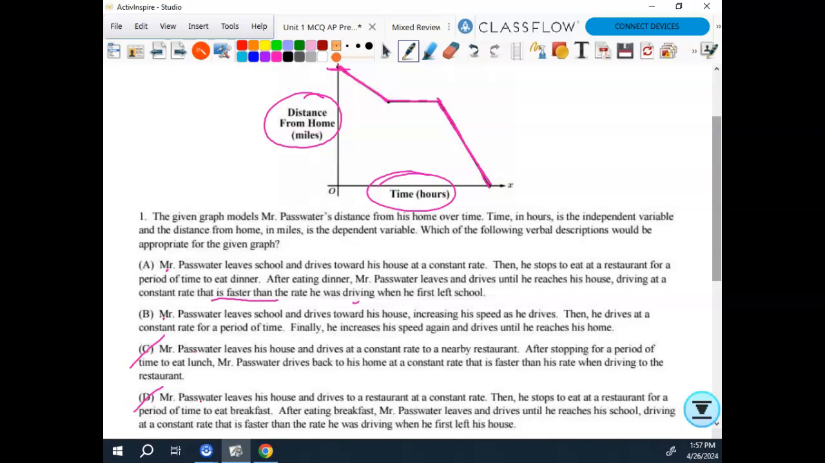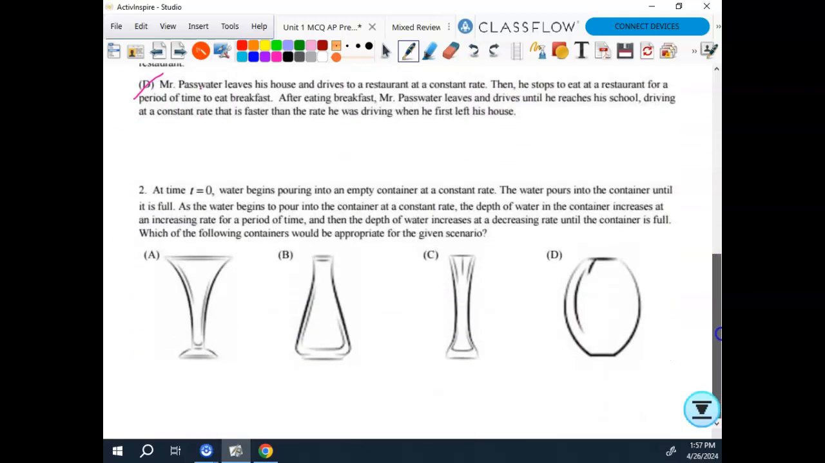So let's read B. Mr. Passwater leaves school and drives towards his house, increasing his speed as he drives. If he's increasing his speed as he drives, it wouldn't be linear, because linear has a constant rate. Then he drives at a constant rate for a period of time. This is not driving at a constant rate because his distance isn't changing. The answer is A. Okay? We good with that? All right, show me your answers for number 2.